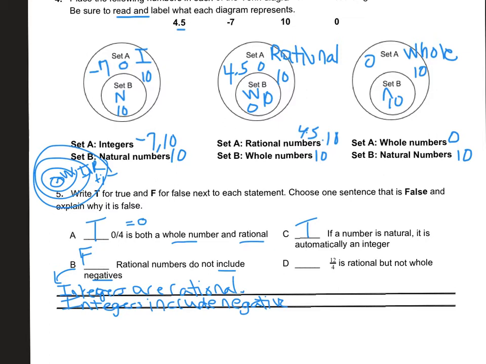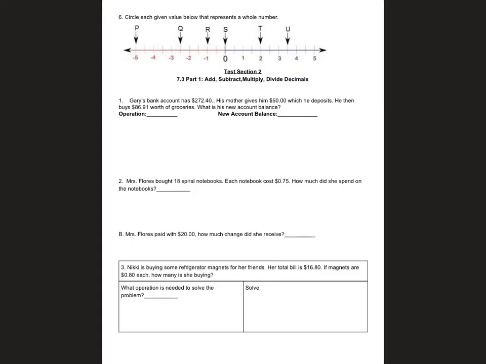So that is true. 12 divided by 4, well, remember I told you if I give you a fraction, you guys need to simplify that. So 3 is rational but not whole. Well, I know 3 is actually a natural number. It's a whole number, it's an integer, and it's rational. So this would be false because it belongs to all of those subsets. So it is rational, but it also is whole, okay? All right, let's go ahead and go to problem 6.